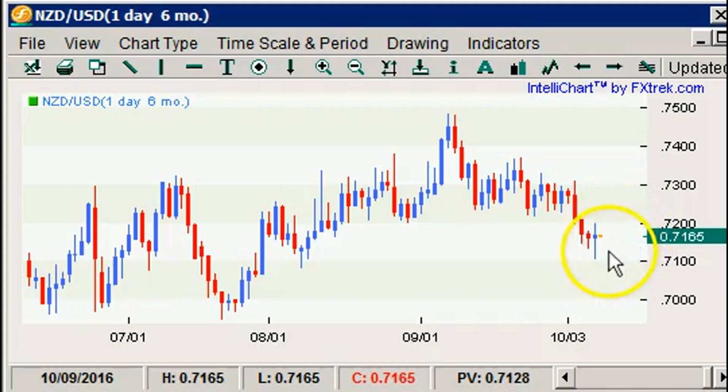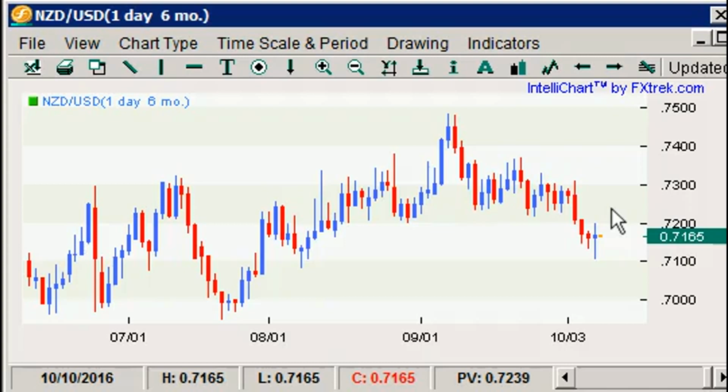Having said this, though, it's certainly very vulnerable to a test of the 7100s. It's just relatively stronger, not necessarily stronger in the absolute sense of the word. The 74 was a clear double top failure here, and now the only thing that looks relatively okay technically is that we tested the 71s, and maybe we have a move to a test of 72s, 7250s before that particular rally runs out. Generally, I like the Kiwi on a relative basis against both the Aussie and the CAD as the week progresses, just on technical grounds alone.